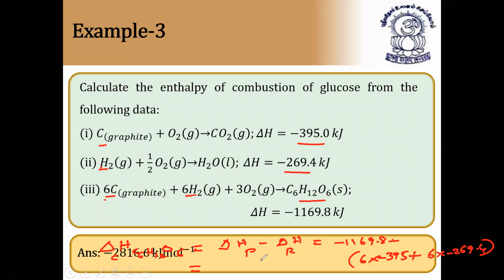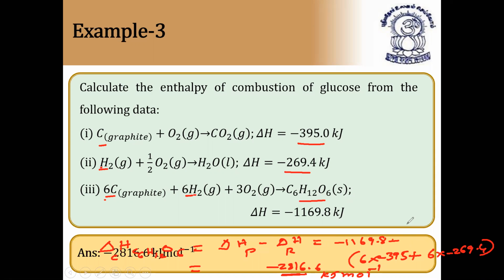So if you calculate this, you will get minus 2816 because anyway it's combustion. So even if you get a plus, you should keep it as a minus sign. So minus 2816.6 kilojoules per mole. So in this way you'll get the answer. I hope it is clear.